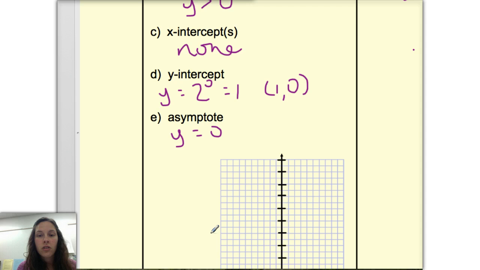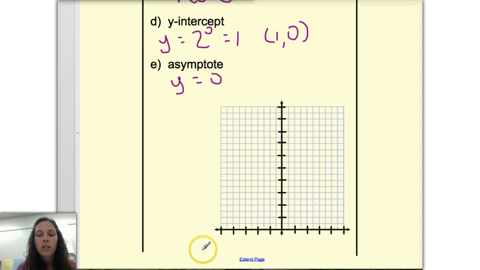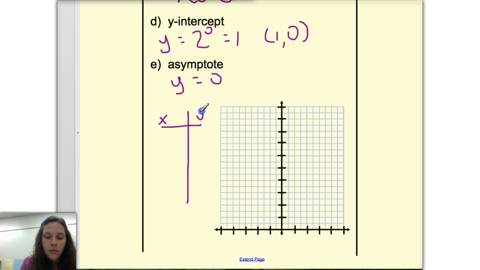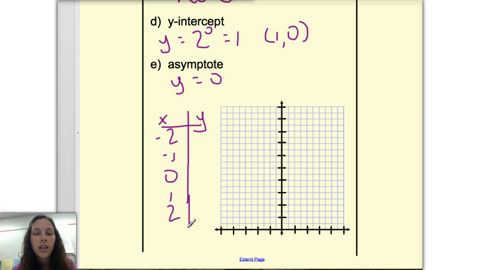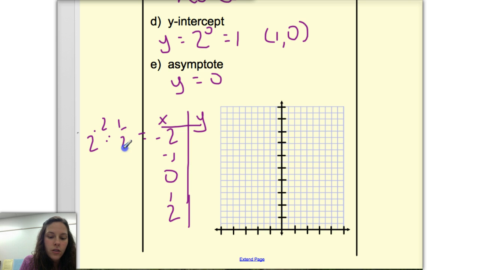So we're going to put this information on the graph. You can also chart a quick t-table if that's helpful for you as well. So we're going to put -2, -1, 0, 1, and 2 into our function. So remember, these are the exponents and 2 is the base. 2 to the -2 power means 1 over 2 squared, which is 1 over 4.